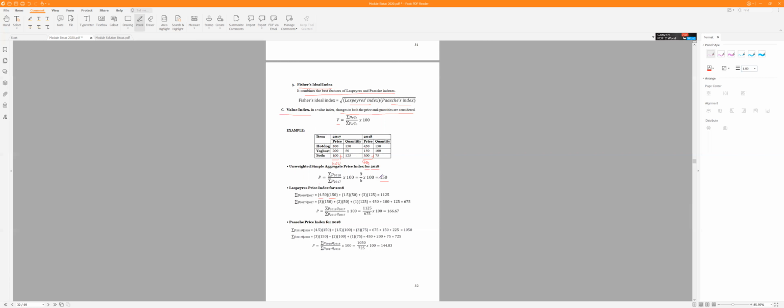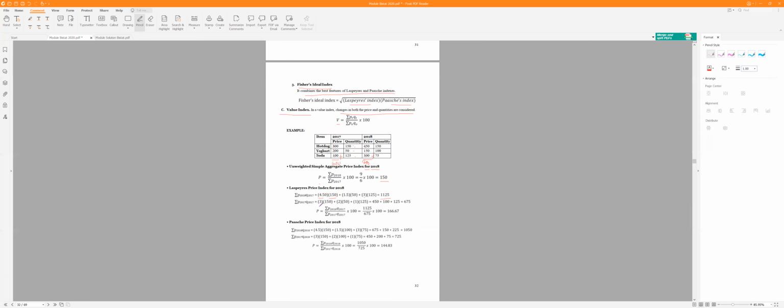So $4.5 times 150 because that's the quantity in 2017, right? And for Laspeyres, you have to use the base quantity, which is 2017, the base year. And 1.5 times 50 for yogurt, and 3 times $2 times 125 for soda. You get 125 for the top part of the fraction.